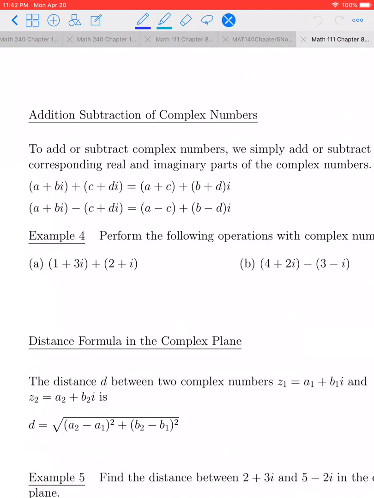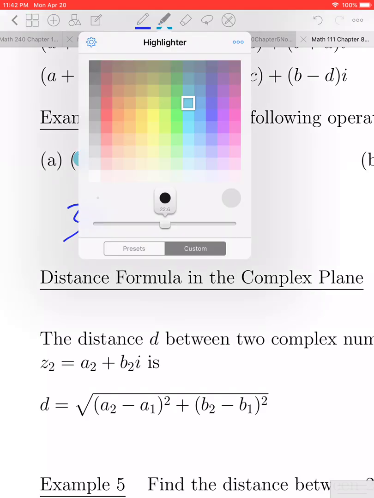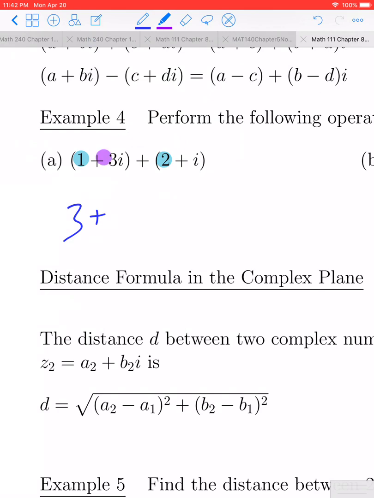To add and subtract complex numbers is a pretty straightforward operation. All we need to do is add and subtract their corresponding real and imaginary parts. And in many ways, it's almost analogous to combining like terms from algebra. For example, in number 4, if I wanted to add the complex numbers 1 plus 3i plus 2 plus i, I would begin by simply adding the real parts. 1 plus 2 would give us 3, plus, then I would add the complex parts. 3 and positive 1 would give us 4i. So we get 3 plus 4i.